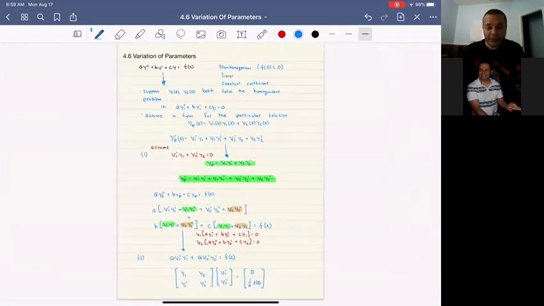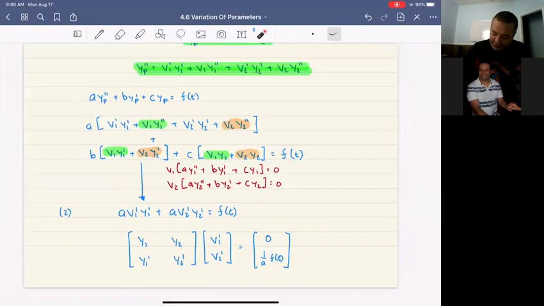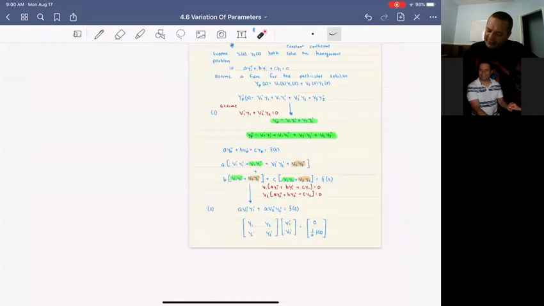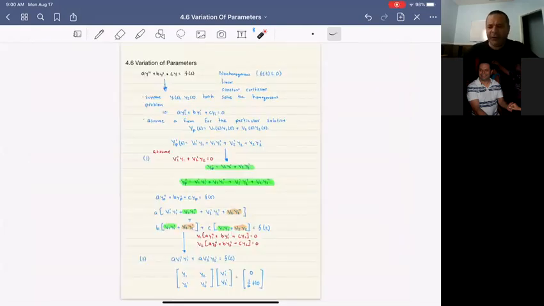Let's just make sure that works. v1 prime times y1 plus v2 prime times y2, that's the first equation. The second equation: y1 prime times v1 prime plus y2 prime times v2 prime should equal 1 over a f of t. I'm going to stop the video here. We'll look at how to solve this problem in the next video.